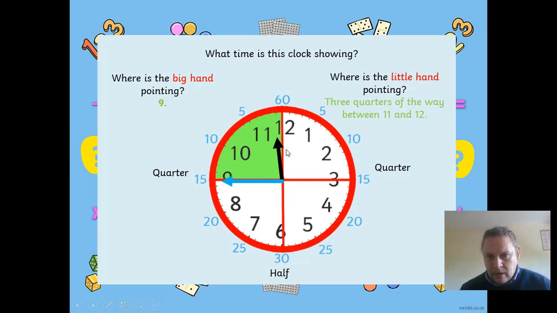Quarter to. 3/4 of the way between the 11 and the 12 is a little hand, okay? So it's 3/4 of the way there. Just like our minute hand is 3/4 of the way around the clock, our hour hand is 3/4 of the way to the 12.